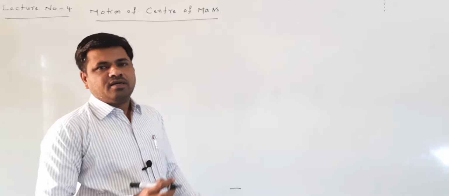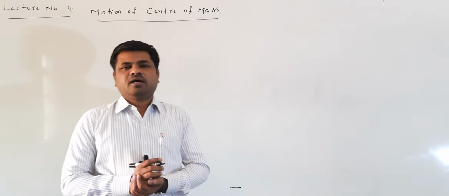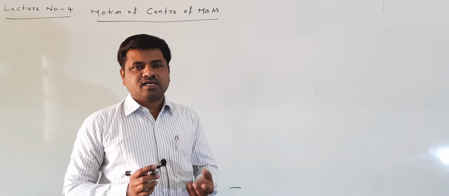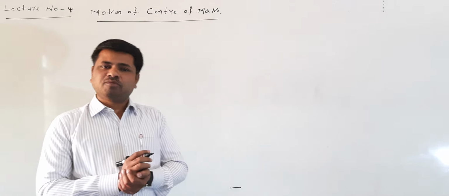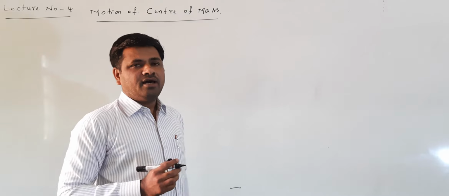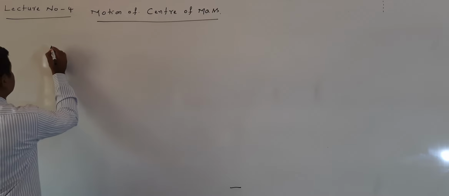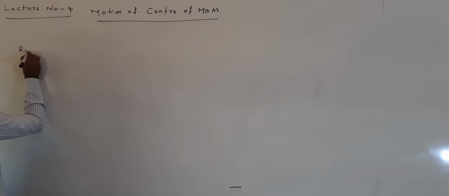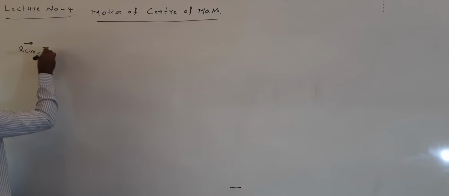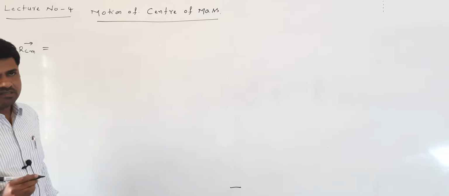Listen here. In yesterday's class, we discussed the center of mass position vector. Yesterday we wrote RCM bar is equal to... this is the position vector of center of mass.